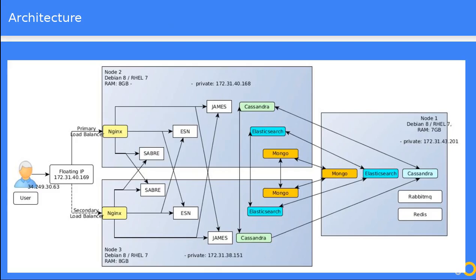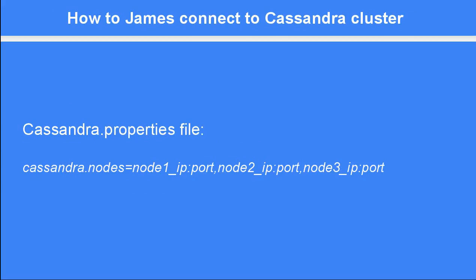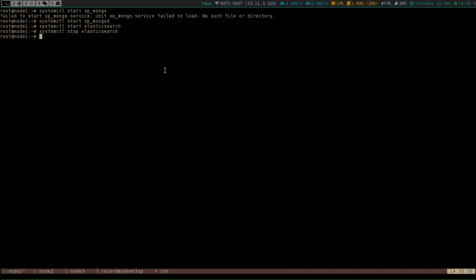So that's it for Elasticsearch. Next we speak about Cassandra, set up as a cluster, and James can connect to the Cassandra cluster the same as Elasticsearch. Like Elasticsearch, we need to specify the Cassandra nodes and port. And as you see, we can check the Cassandra cluster by this command line.